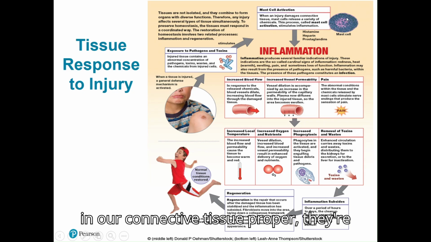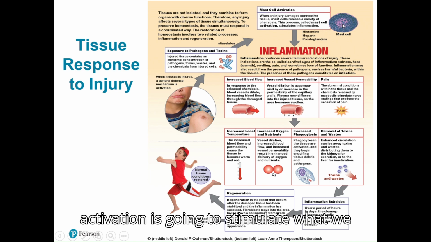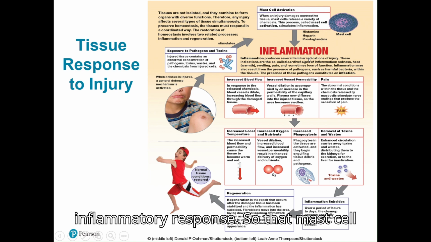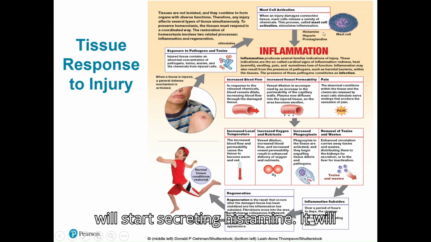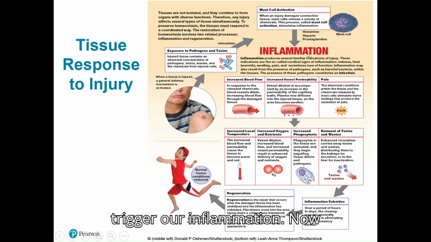So when your body notices that there is tissue damage, what they're going to do is their mast cells that we mentioned in our connective tissue proper, they're going to become activated. The mast cell activation is going to stimulate what we refer to as inflammation or inflammatory response. That mast cell is going to do that because the mast cell will start secreting histamine. It will start secreting heparin and prostaglandins. All of these are going to trigger our inflammation.